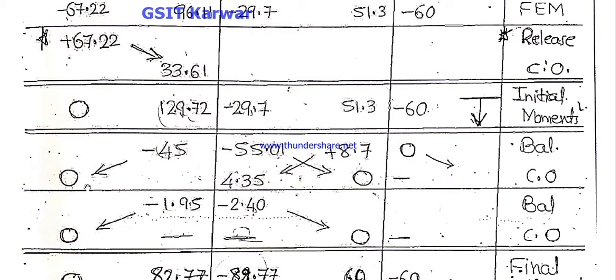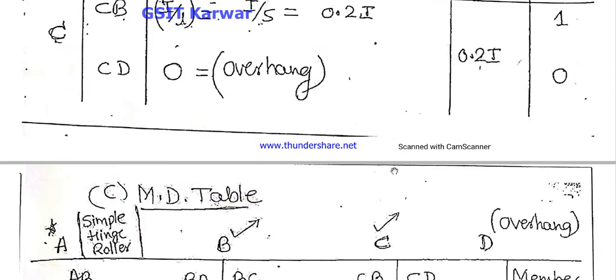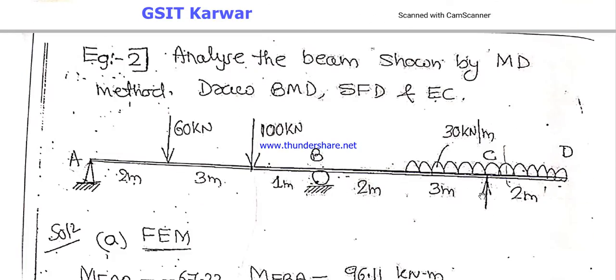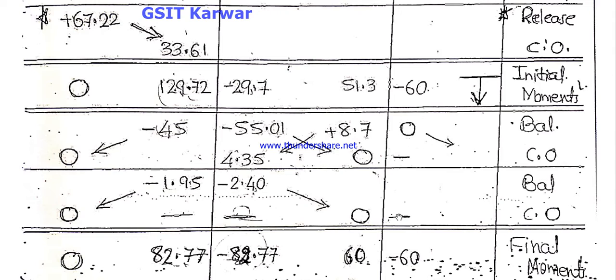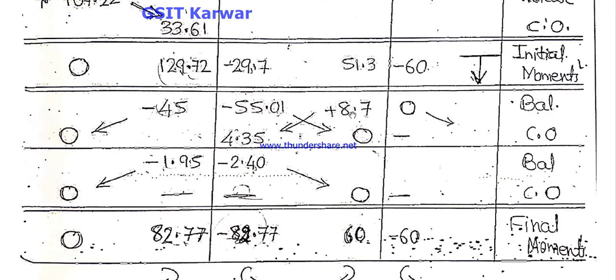To the near member. But here, joint C, or support C, is simply supported, so that is the reason you should carry over the 50% moment. But here it is not needed. Why? The support condition is roller. Okay, you should remember this concept.